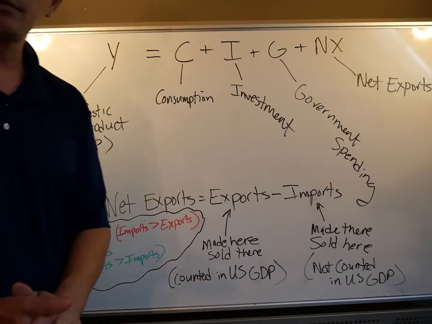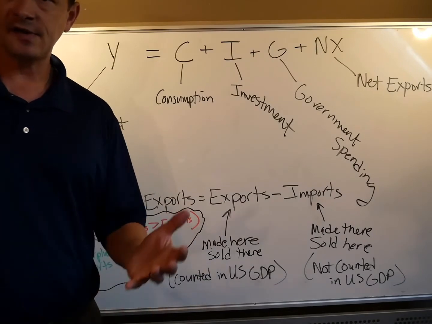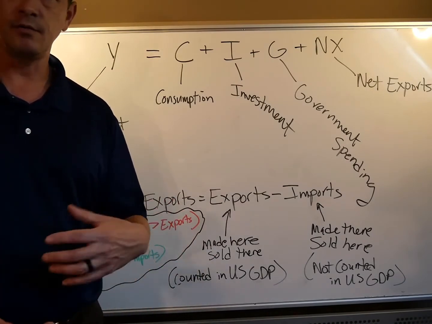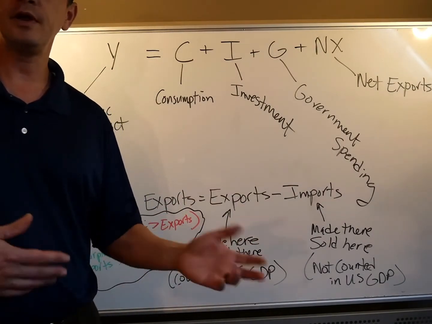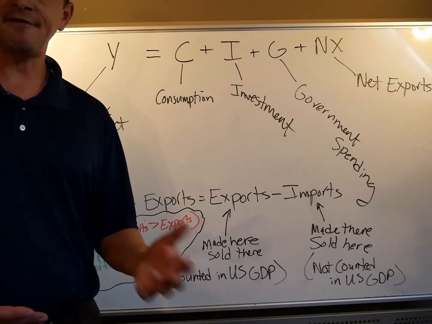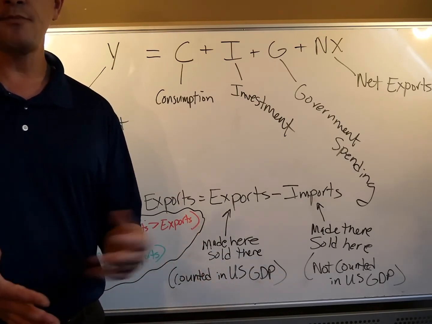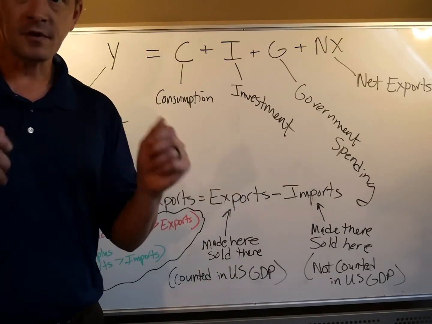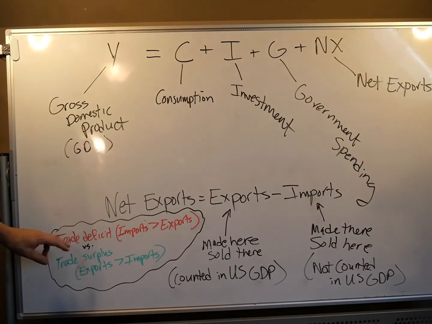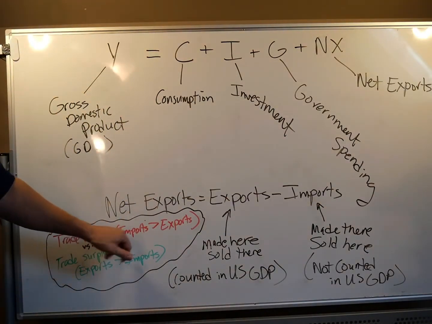So what do you think we run in the United States in terms of trade? Do we run a surplus where we export more than we import? Or do we run a deficit where we import way more than we export? Well, drum roll please. We run a trade deficit, which means we import far more than we export.